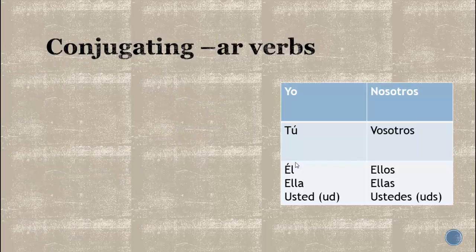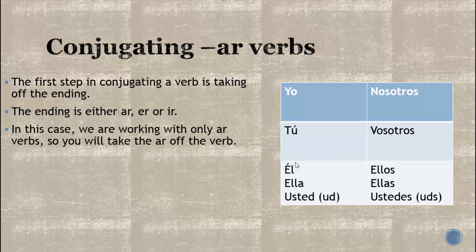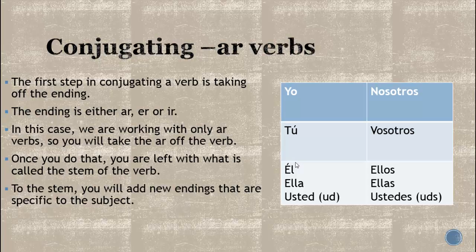So, I already told you what it means to conjugate a verb, but now I'm going to show you how. So the first step in conjugating a verb is taking off the ending. Like I said, the ending in Spanish to any of the infinitive verbs is either AR, ER, or IR. Your first step is to take off that ending. So in this case, you're going to take off the AR since we're working with AR verbs. Once you do that, you're left with what is called the stem of the verb. So the stem of the verb is everything except for the ending. And then to the stem, you're going to add new endings that are specific to the subject, and that will conjugate our verbs for us.